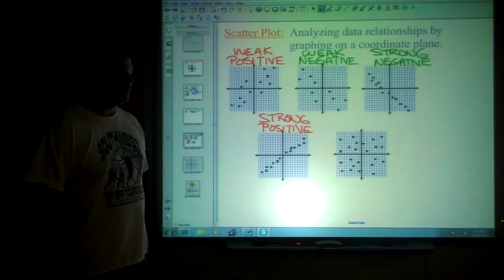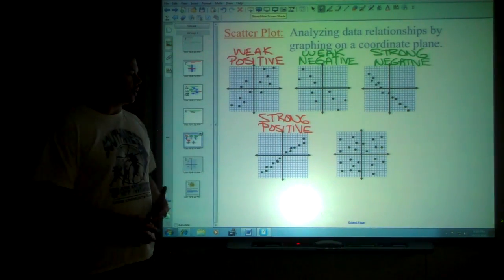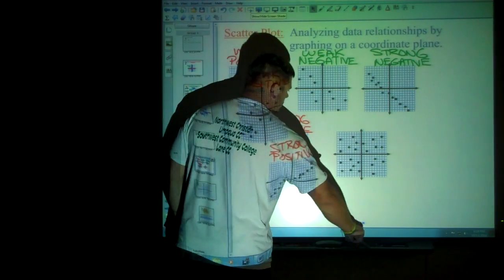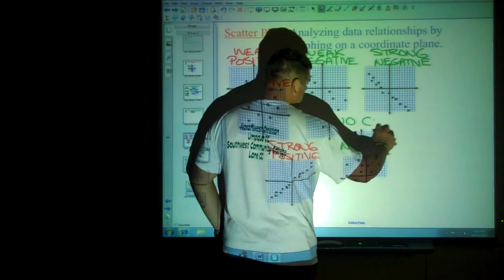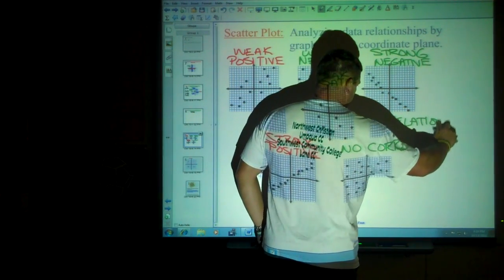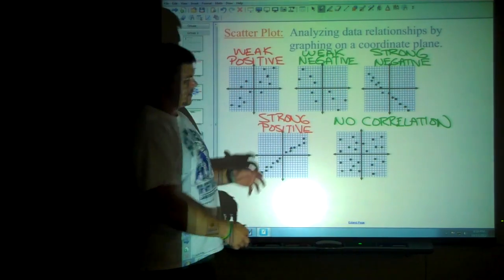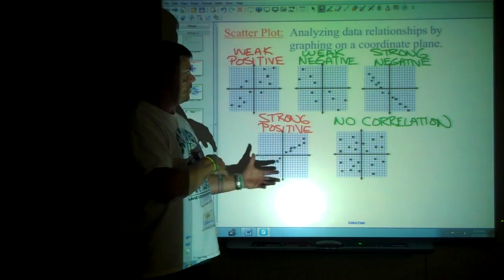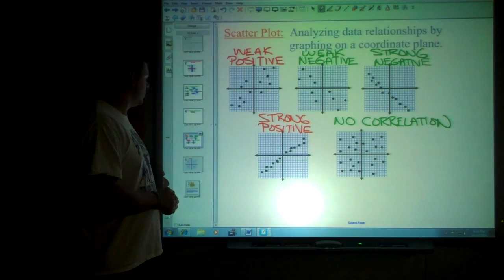And then what about this one? It seems to have no connection at all, no correlation. The dots are all over the place. We can't tell if it's positive or negative, going up, going down. We have no idea. It just seems to be all over the place.